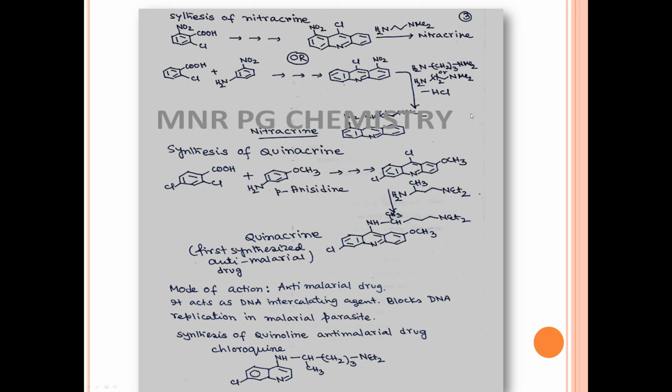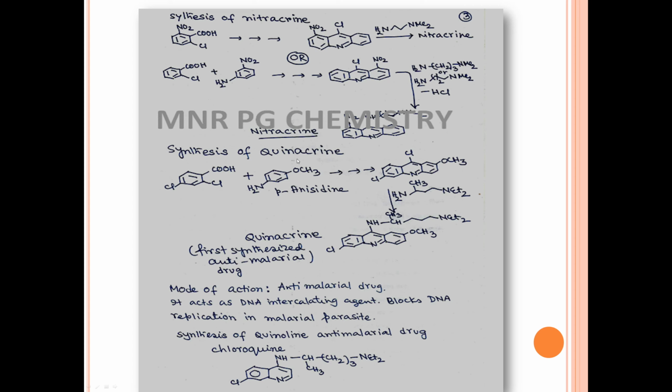Or this is another way to prepare it. Instead of taking the nitro group in one ring, we can take that nitro substitution in the aniline ring also, so that it will be metanitroaniline. Orthochlorobenzoic acid will undergo the reaction with the metanitroaniline, and finally we will land up in the nitrocrine. So, amsacrine, nitrocrine.